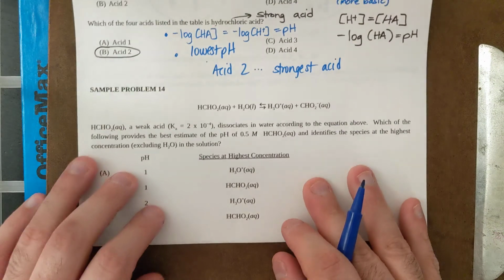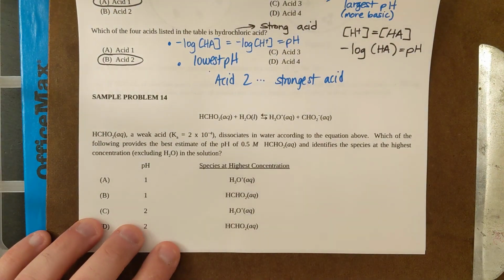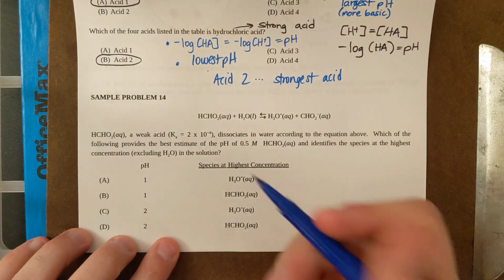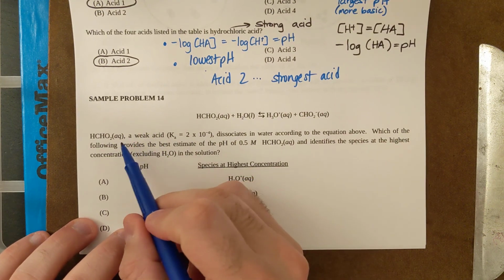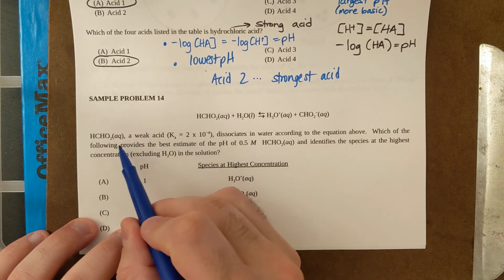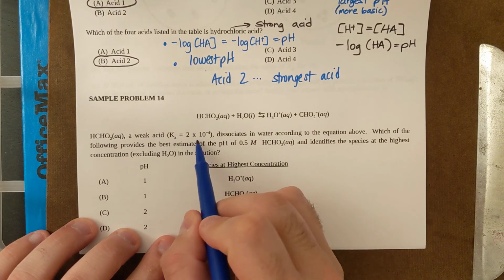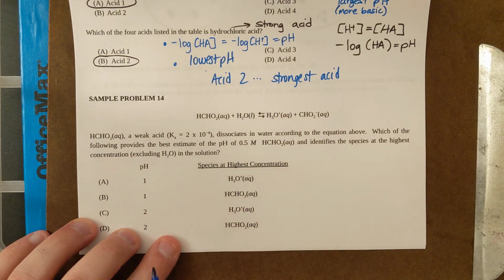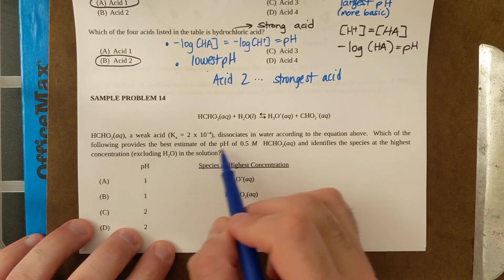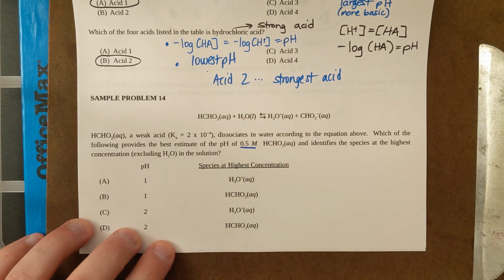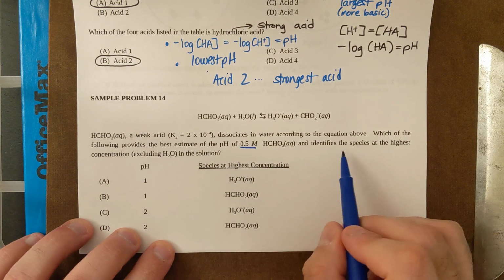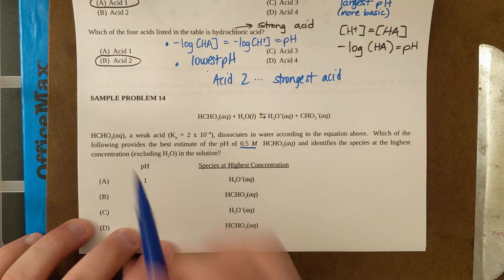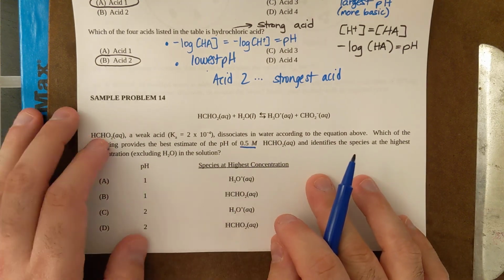And then sample problem number 14 is a multiple choice question from a previous exam, but it's a bit more applied. So it says HCHO2, this is formic acid, a weak acid, Ka is 2 times 10 to the minus 4th, dissociates in water, according to the equation above. Which of the following provides the best estimate of the pH of 0.5 molar HCHO2 and identifies the species at the highest concentration, excluding H2O?